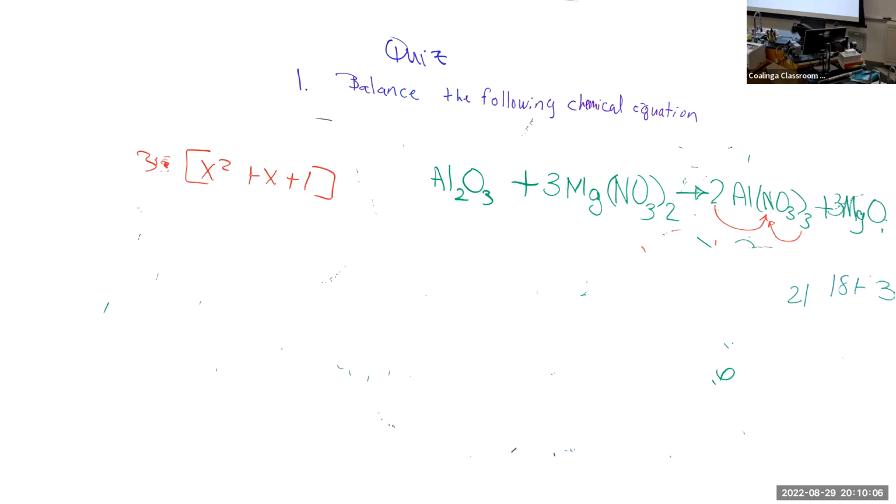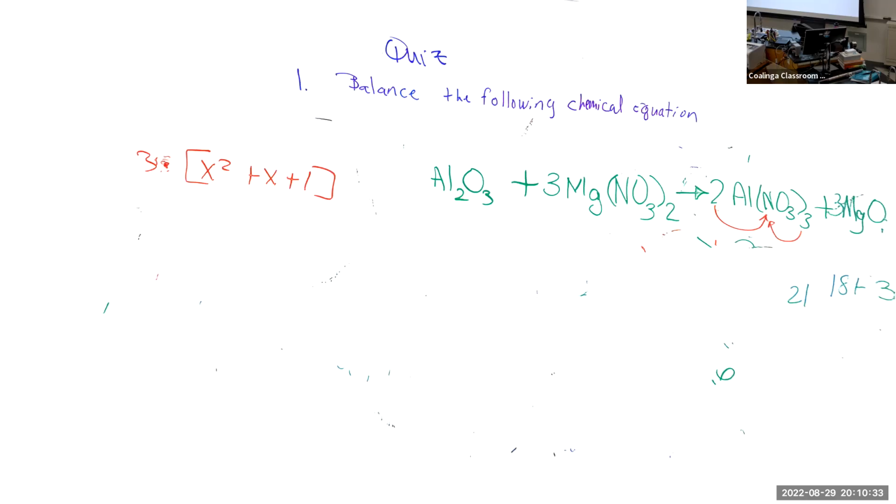How many magnesiums do you have over here? 1. Okay. And then how many nitrogens do you have over here? Okay. So now over here, how many oxygens? Plus, plus. Right, there's 9 there. So 10. Okay.